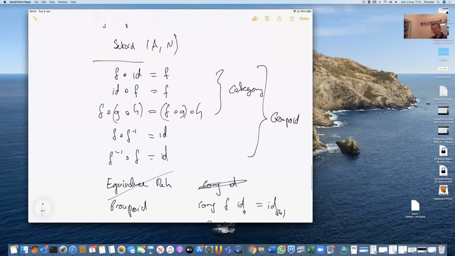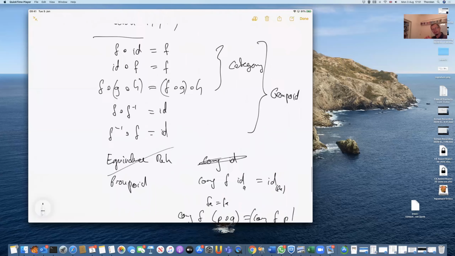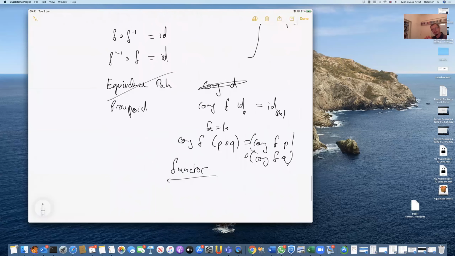These things are called functors. So F is a functor. That's a notion from category theory. So groupoids give you a better picture of what equality is, but it's not good enough.